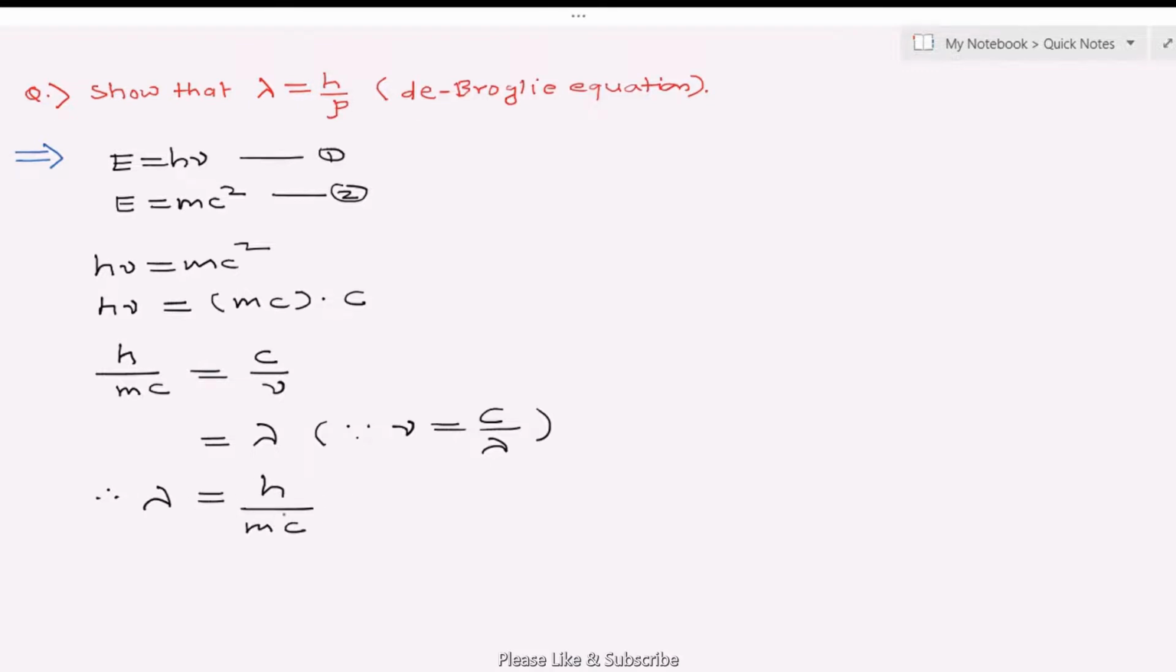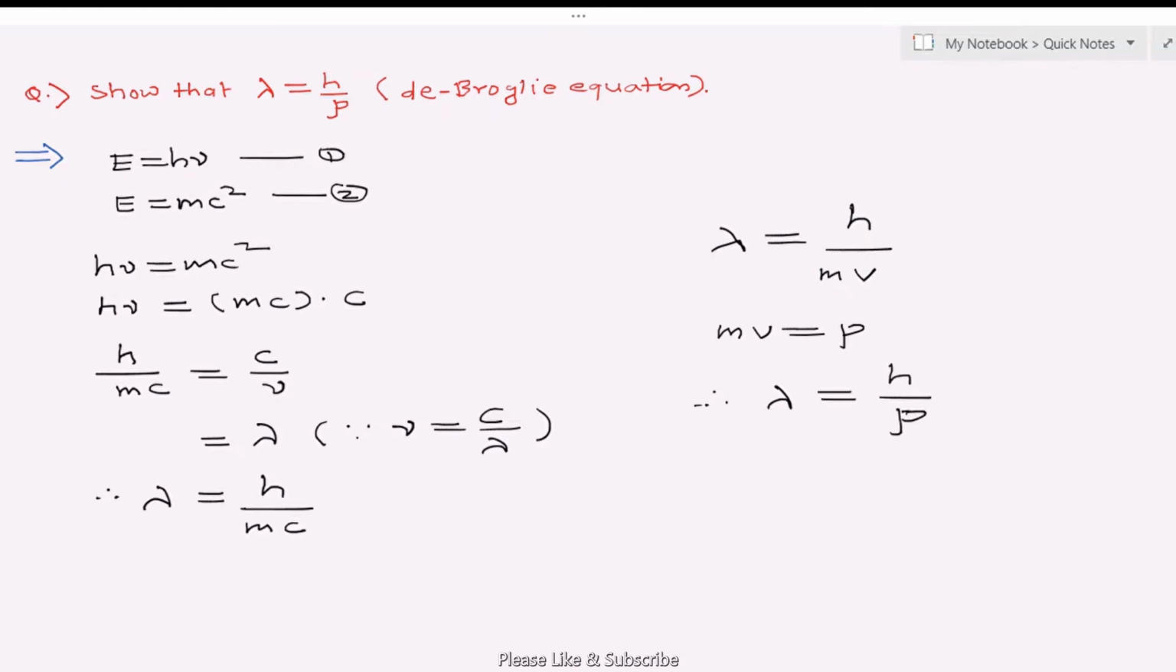Here c is the velocity of light, but not every particle travels with the velocity of light. So we replace that velocity c by another term, velocity v. So the equation becomes lambda is equal to h upon m into v. V stands for velocity of any particle. But this m into v product is nothing but the momentum of a particle. So therefore lambda becomes lambda is equal to h upon p.